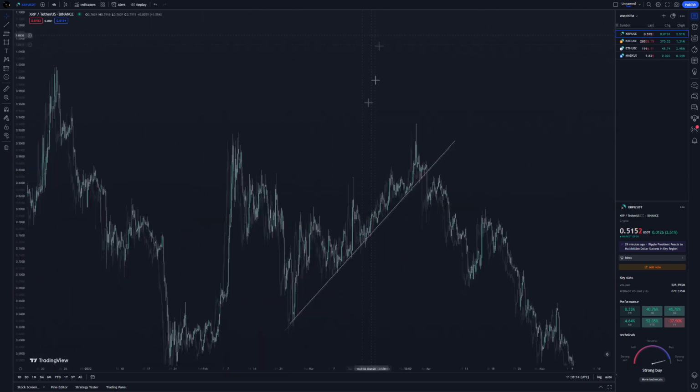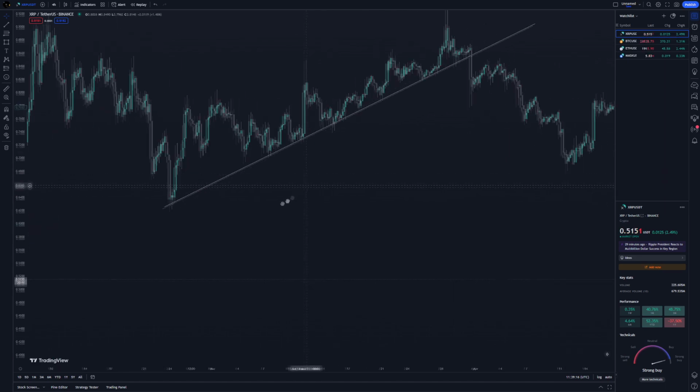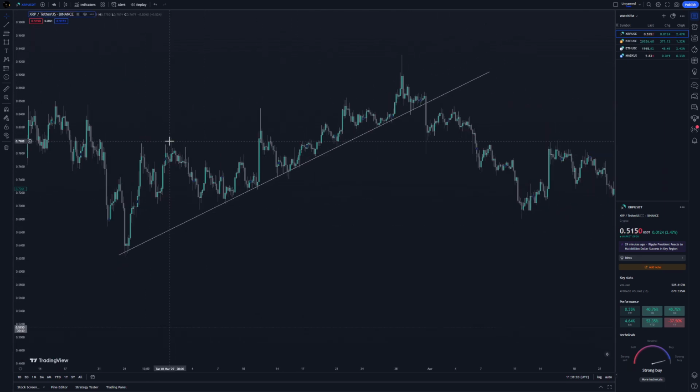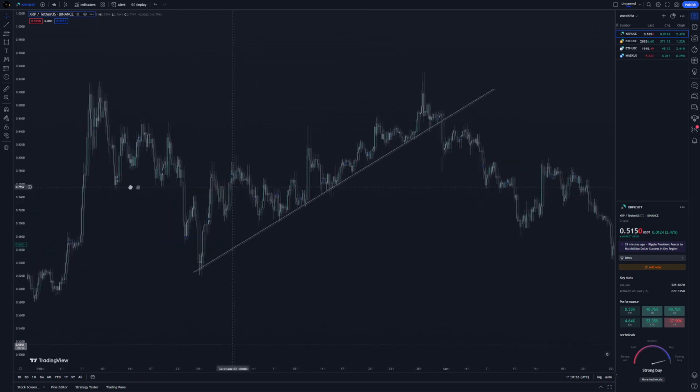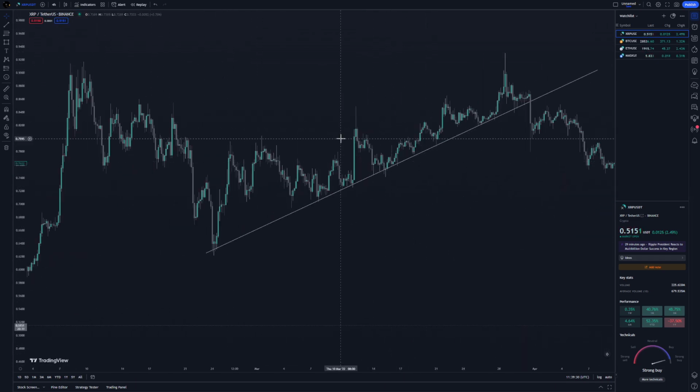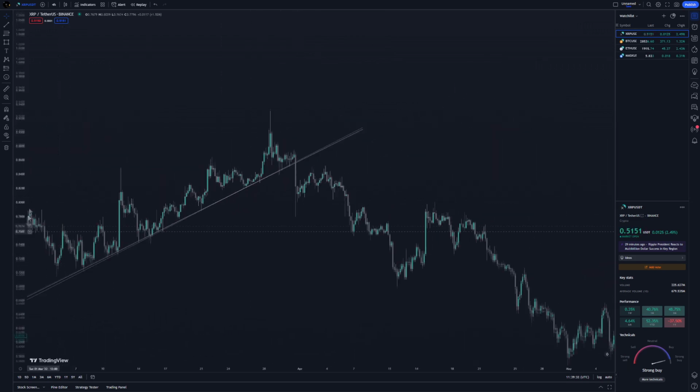Let's get into the strategy right here. So first things first, you want to identify your trend line. I'm also going to show you a fake account later on, so stick to the video. Take notes if you need to. Here, we're going to draw a trend line. This is our trend line.